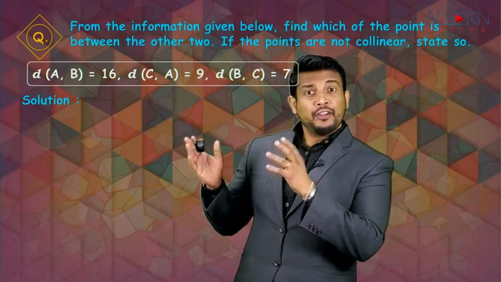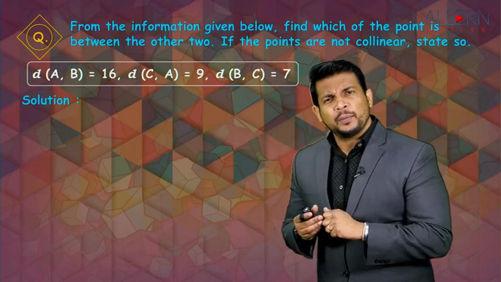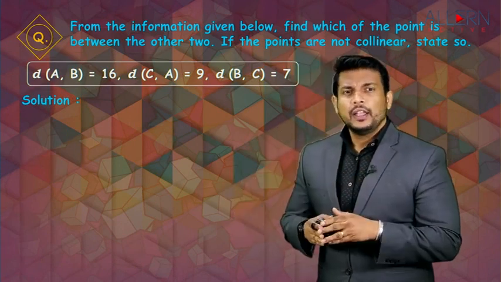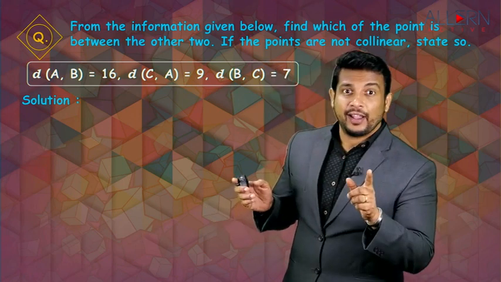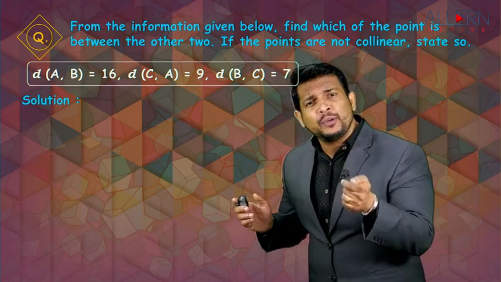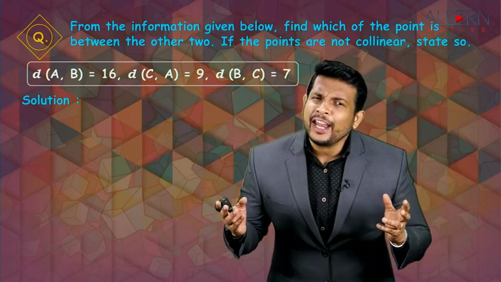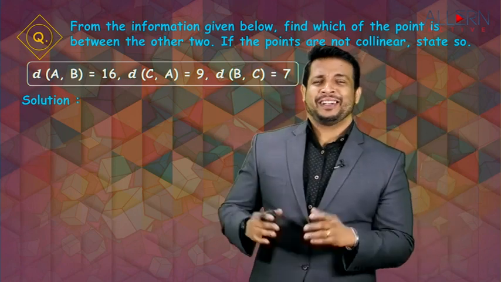Let's understand from the given question, we know that the 3 points which we are talking about are A, B and C. We need to know whether these points are collinear, and if they are collinear, then identify and state which point is between the other two. But how do we decide whether the points are collinear? It's very simple.